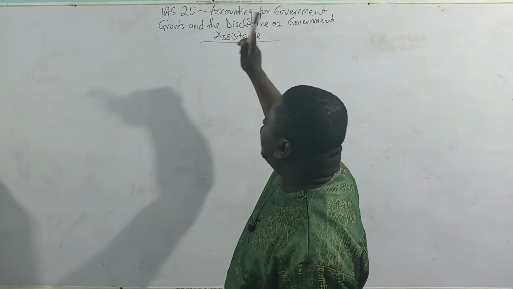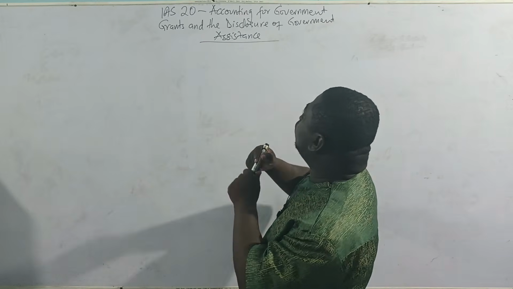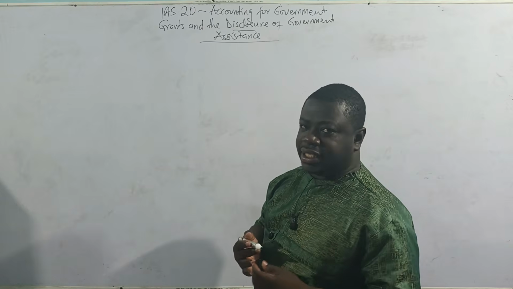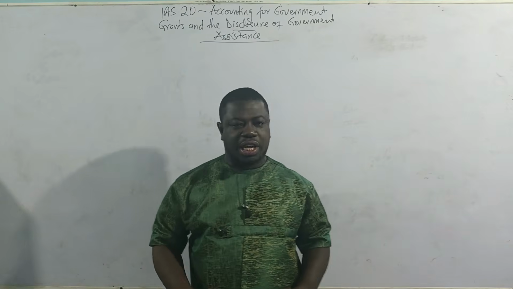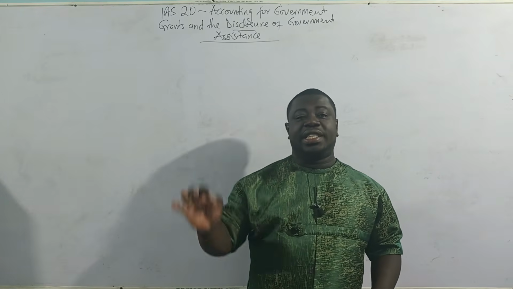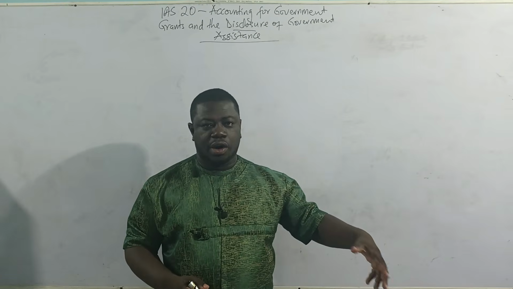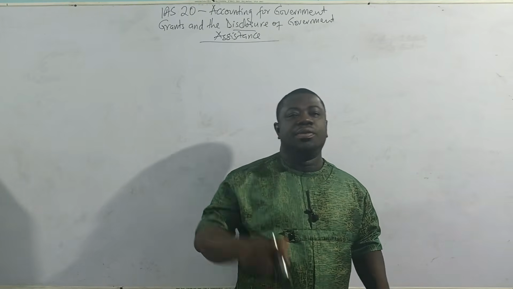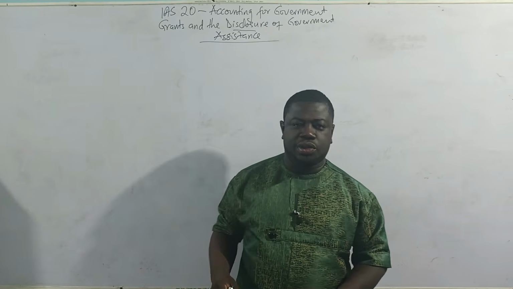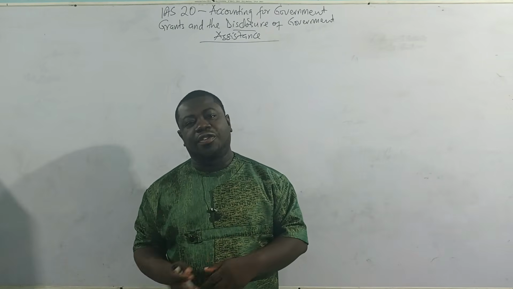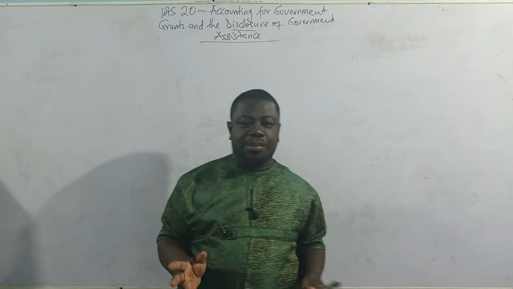Look at the topic carefully: accounting for government grants and the disclosure of government assistance. So every government assistance needs to be disclosed. Remember that a government grant in itself is an assistance, but those assistance which have monetary value and involve the transfer of funds, we call them grants. But those assistance that do not have those kind of monetary values, that do not include the transfer of funds, we don't call those ones grants. We just leave them as assistance.